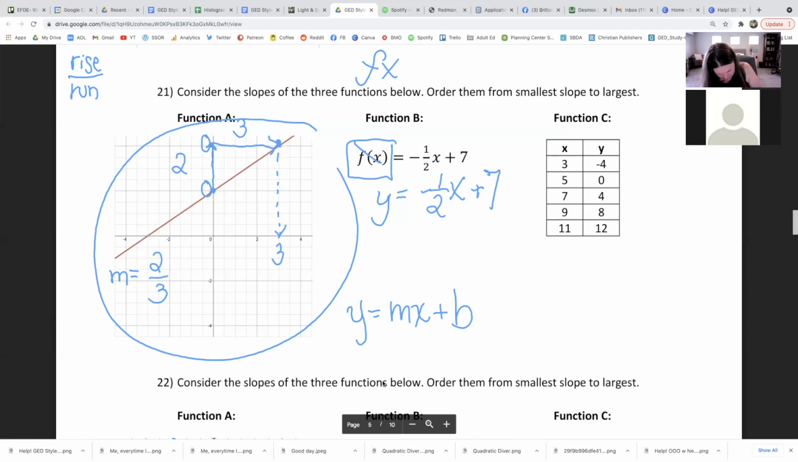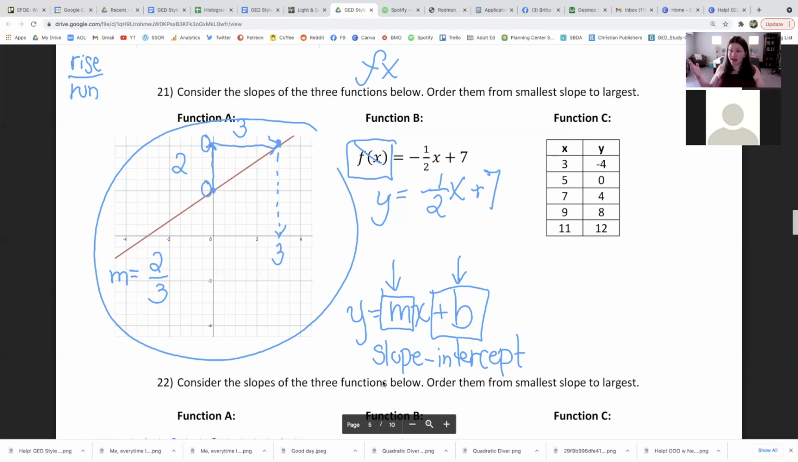Mathematicians, we're lovely people, but we're not always the most creative people. This equation has a name for a reason. We call it the slope-intercept form of a line, and it says that right on your formula sheet. Slope-intercept, because it tells us two things. It tells us the slope. That's the m. That's what m is for. And the b is the y-intercept, where my line crosses the y-axis.